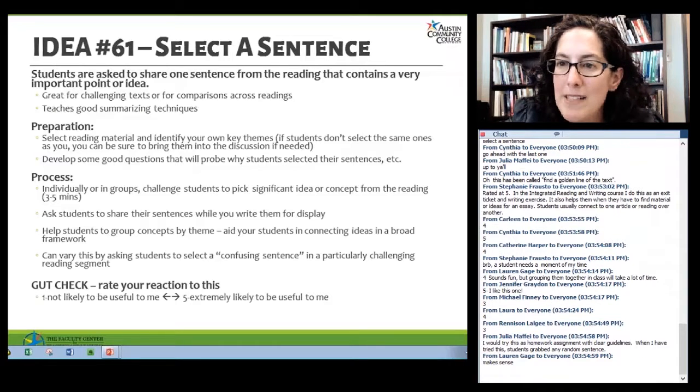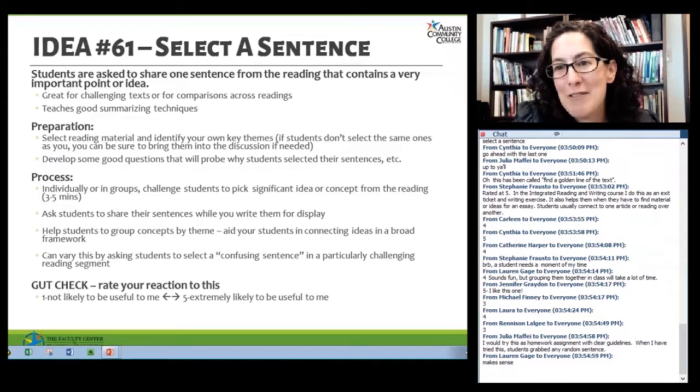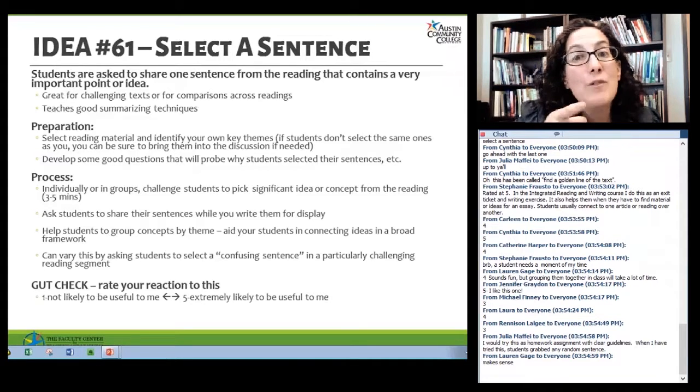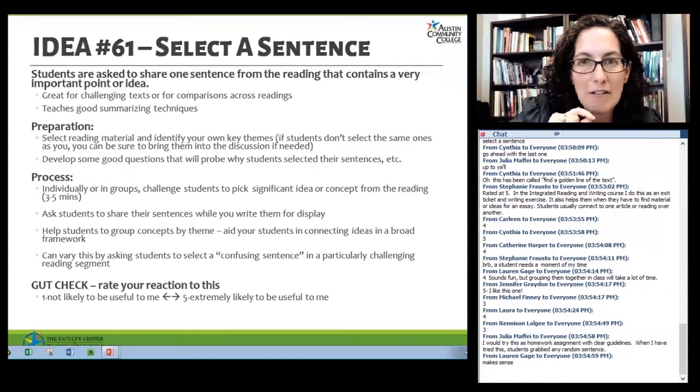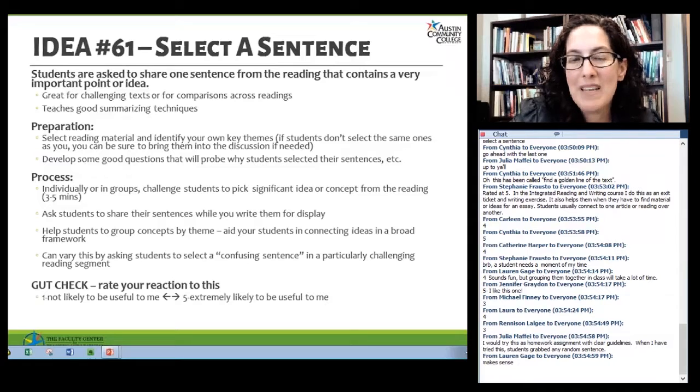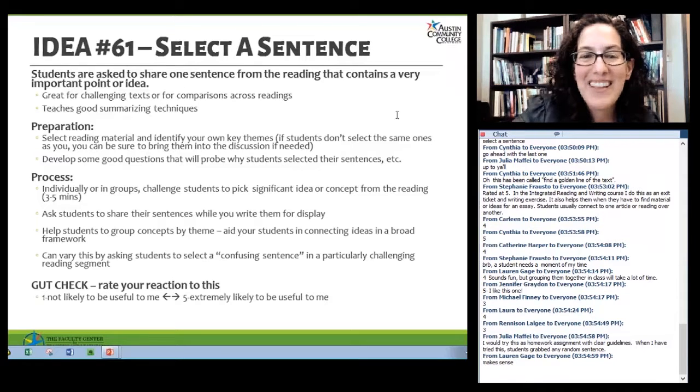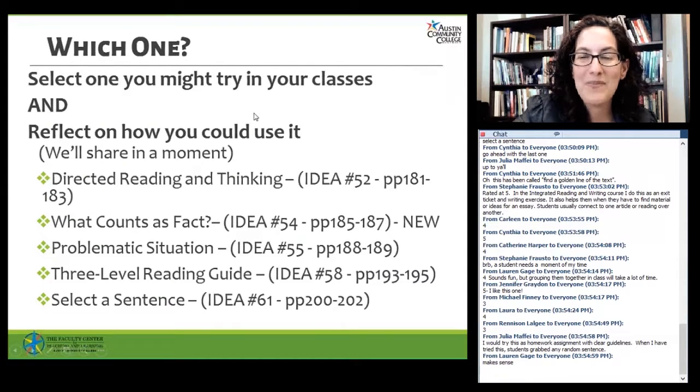So Julia says maybe as a homework assignment with clear guidelines. When she's tried, the students have grabbed any random sentence. Yeah, if you tell them ahead of time that they're going to have to justify their choice, that should narrow that down a little bit. But yeah, you definitely have to give good instructions to make sure that they're not just at the last minute going, found one, and then using that. All right, well, great job, guys. So we got some good votes on that one, too.